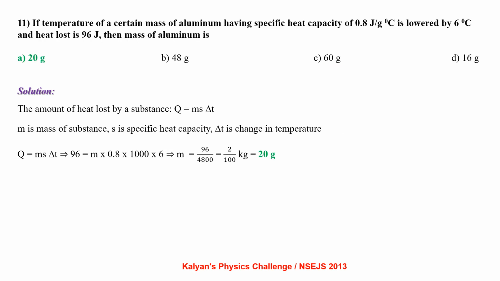If temperature of certain mass of aluminum having specific heat capacity 0.8 joule per gram degree centigrade is lowered by 6 degrees centigrade and heat lost is 96 joule, then mass of aluminum is. The amount of heat lost by a substance Q equal to m s delta T, where m is mass of the substance, s is specific heat capacity and delta T is change in temperature. Applying the formula, we get m equal to 20 gram.